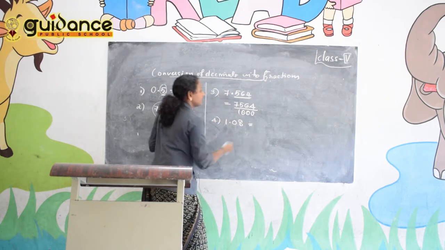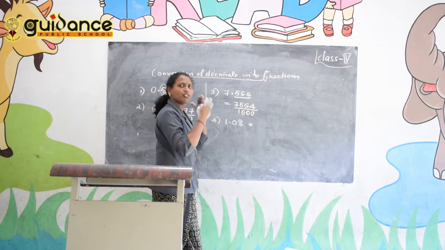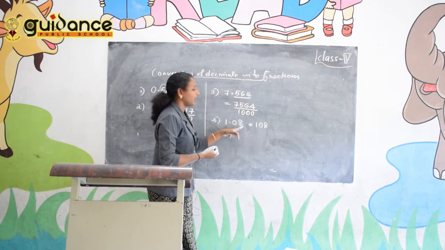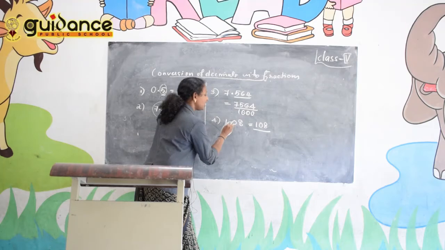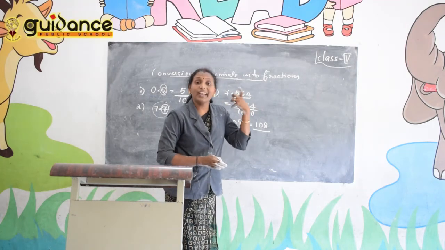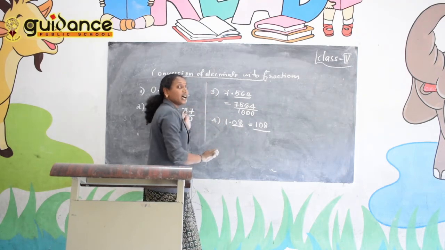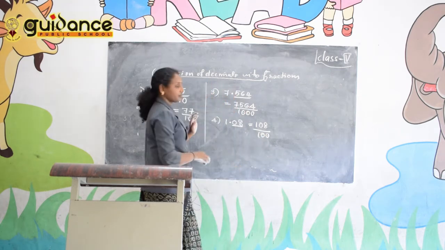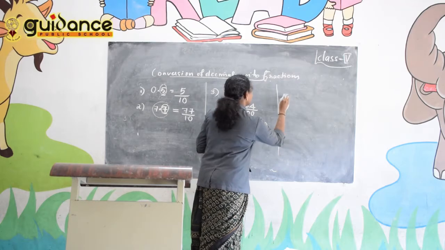The next one is 1.08. First we write the numerator without the decimal point, that means 108. Then look at the question: how many digits are in the fractional part? It has 2 digits, so we write 100. Is it? The next question, number 5.